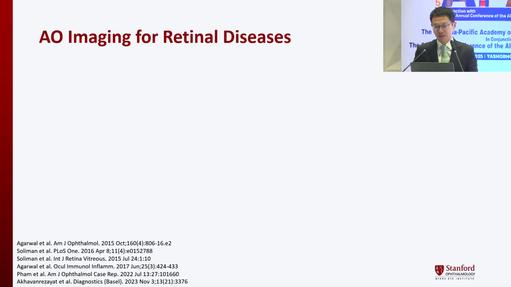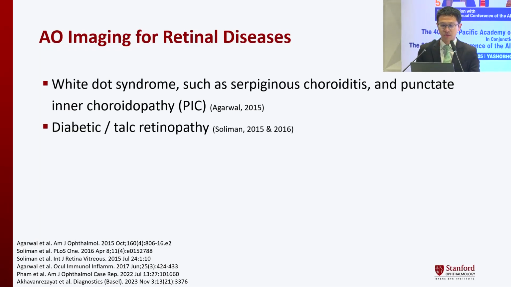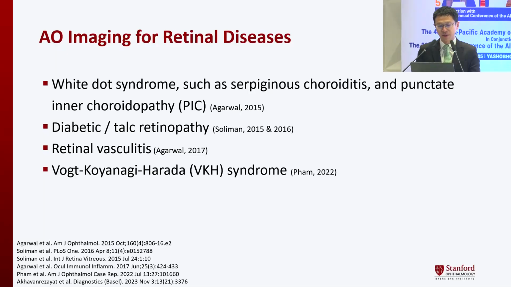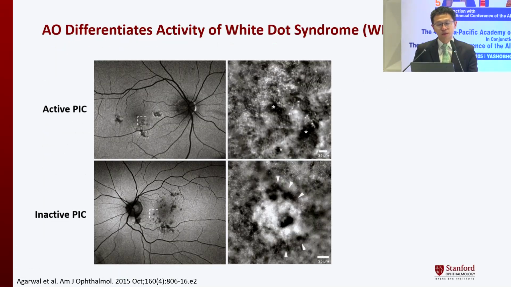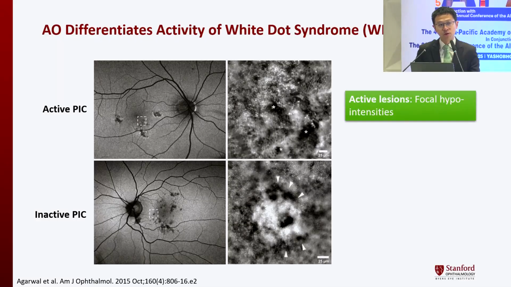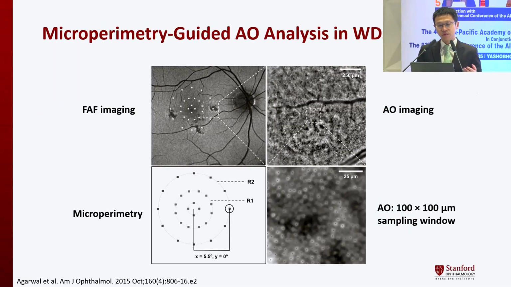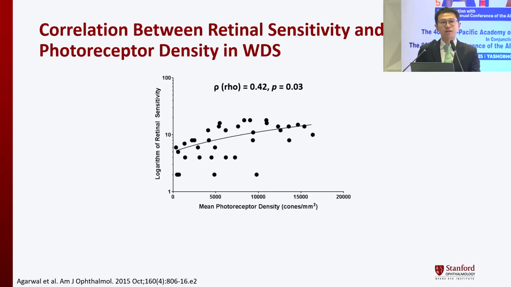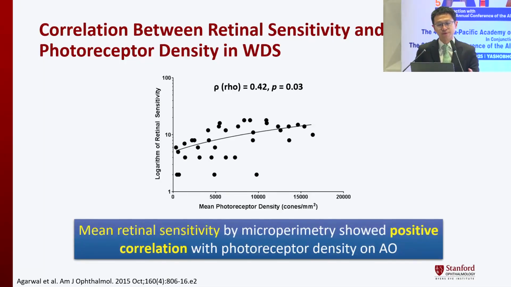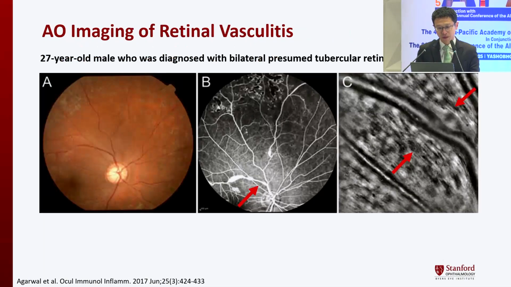It has been used to evaluate several retinal diseases, such as white dot syndrome, diabetic retinopathy, retinal vasculitis, VKH, autoimmune retinopathy, etc. Here are some examples. AO can differentiate the activity between active and inactive lesions, showing that active lesions have focal hypointense lesions, while healed lesions have a circumferential hypointense halo. In microperimetry-guided AO analysis in white dot syndrome, we show a positive correlation between retinal sensitivity and photoreceptor density. Furthermore, we can also use the AO system to visualize vascular sheathing in retinal vasculitis.